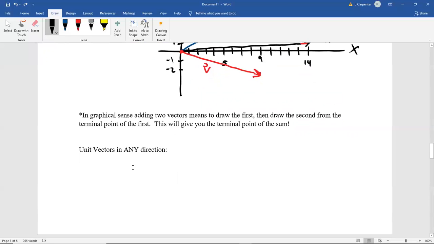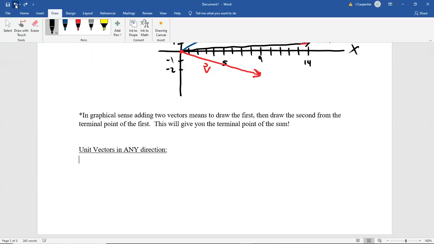So that's what a unit vector in any direction does for us. It allows us to make a length of 1, but maybe pointing that way, or maybe pointing this way, or maybe pointing that way. A unit vector is just a vector with a length of 1, but now we're saying instead of just pointing it in the x direction or the y direction, let's let it point wherever it wants to.